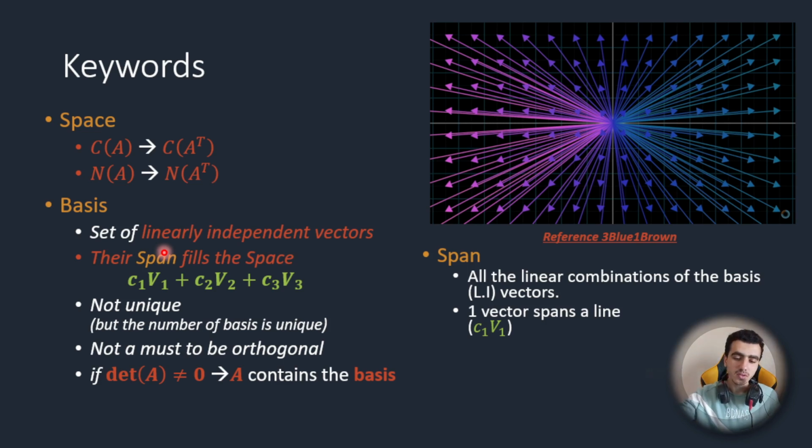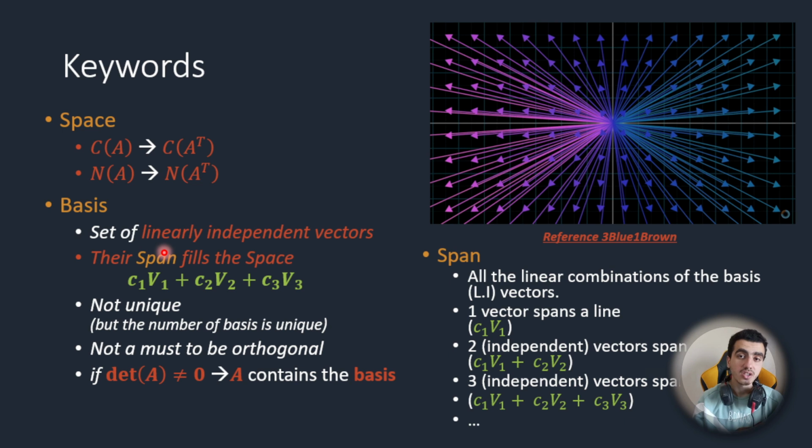line. Okay. The same thing if you have 2 vectors which are linearly independent. If I take all the infinite linear combinations, I can generate a plane. Okay. An infinitely huge plane. And if there are 3, I can generate an infinitely huge space. Okay, because this is the span, and it fills the space.